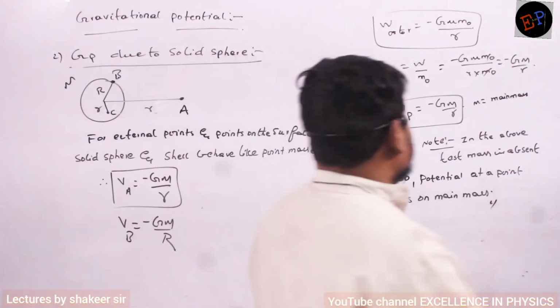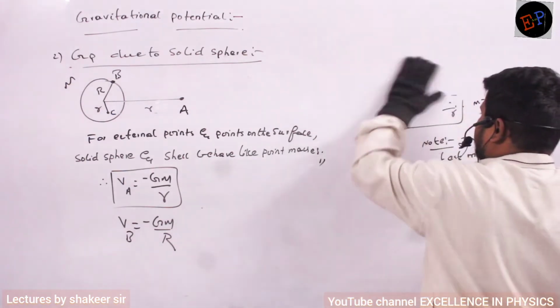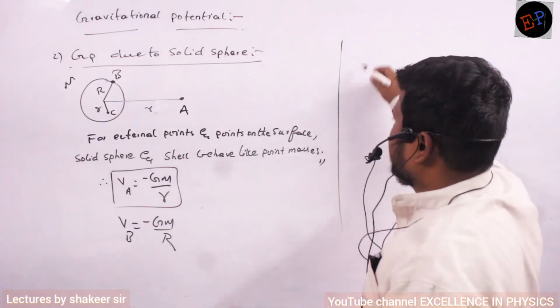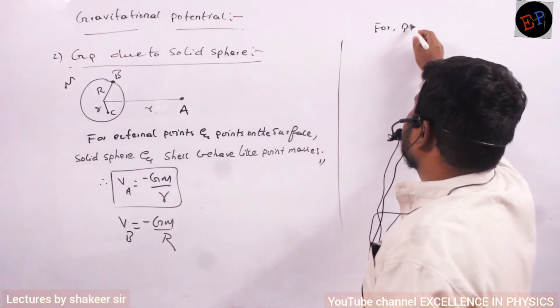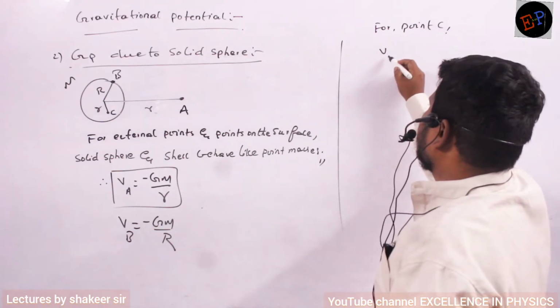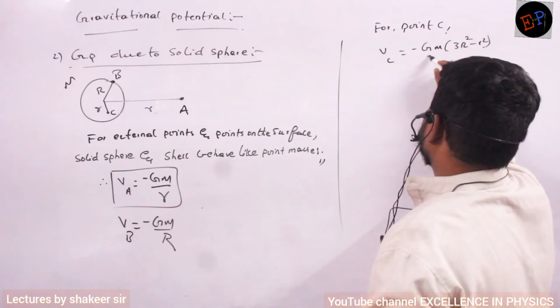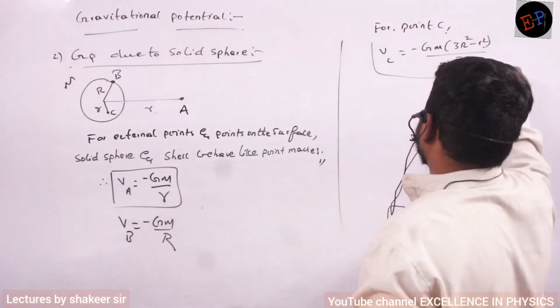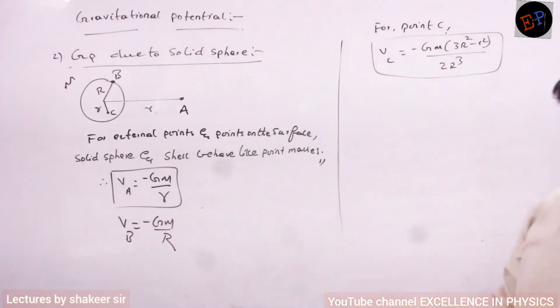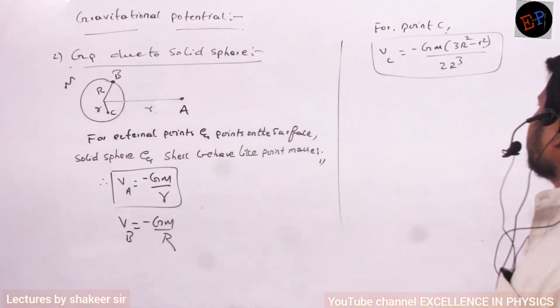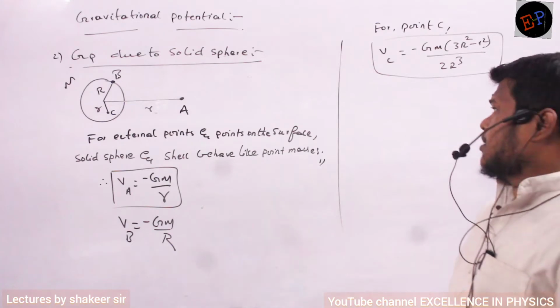But for a point which is present inside the sphere, for point C, I can write the potential at point C is minus GM into (3R square minus r square) divided by 2R cube. This is the relation. Are you able to understand? So minus GM into (3R square minus r square) divided by 2R cube. That is the relation. Is it clear?